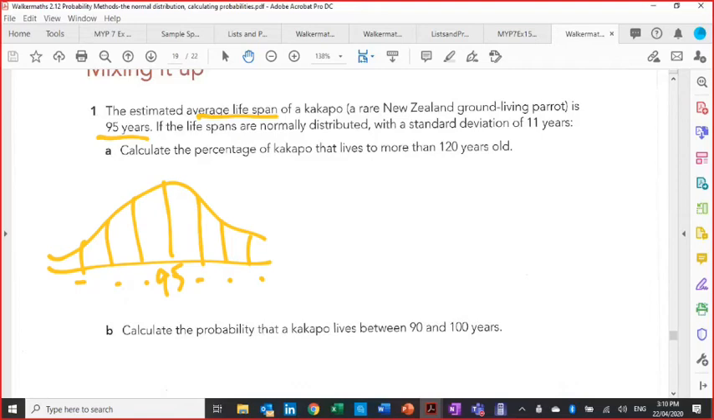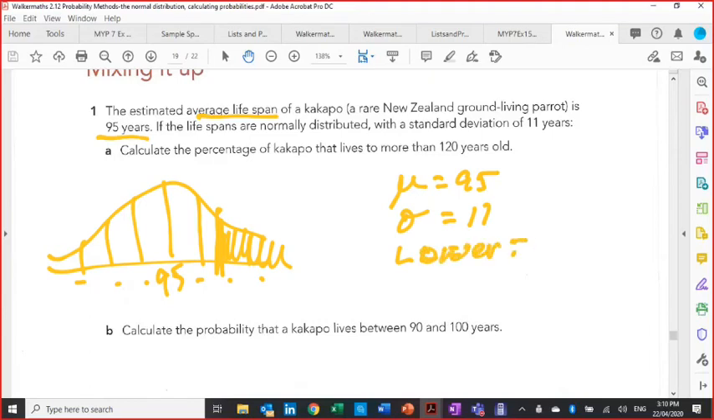They want to find out the percentage of kakapo that live to more than 120 years old. Well, if 120 was right there, more than that is to the right. So is that an upper limit or a lower limit, the 120? Lower. It's a lower limit, exactly. Good. So we have our mean of 95, our standard deviation of 11, and a lower limit of 120. And we don't have an upper limit, so you can use whatever you want to.